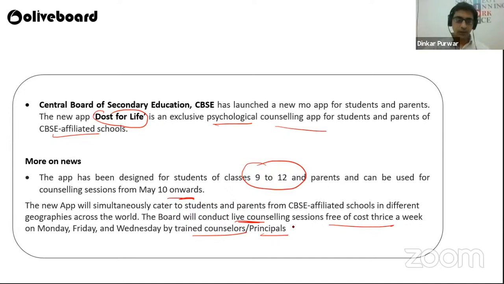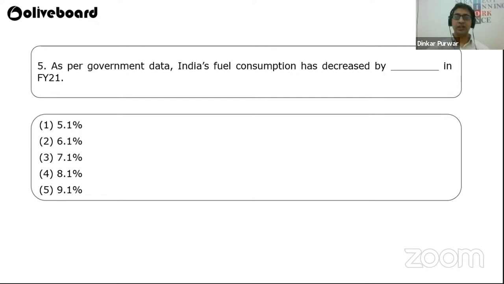Okay. Now we are moving to question number 5. As per the government data, India's fuel consumption has decreased by what percentage in financial year 21? Is it 5.1%, 6.1%, 7.1%, 8.1% or 9.1%? Come on guys, answer. As per the government data, India's fuel consumption has decreased by what percentage?